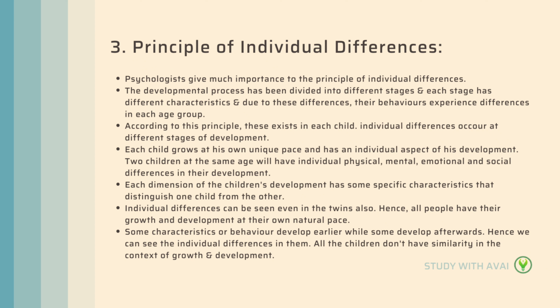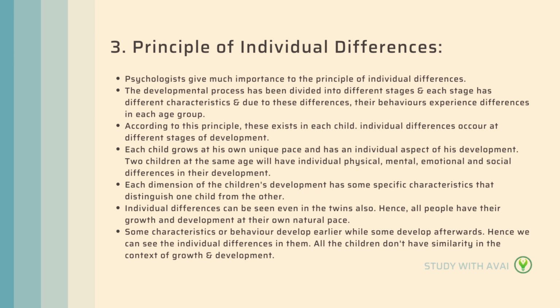Two children at the same age will have individual physical, mental, emotional and social differences in their development. Each dimension of the children's development has some specific characteristics that distinguish one child from the other. Individual differences can be seen even in twins also. Hence, all people have their growth and development at their own natural pace. Some characteristics or behavior develop earlier while some develop afterwards. Hence, we can see the individual differences in them. All the children don't have similarity in the context of growth and development.